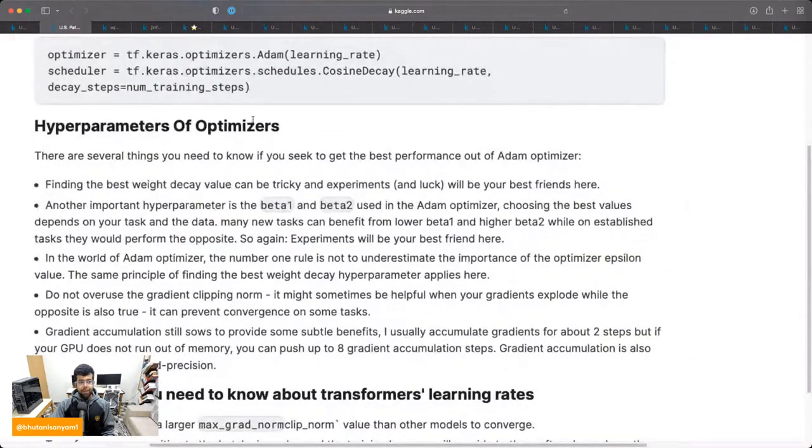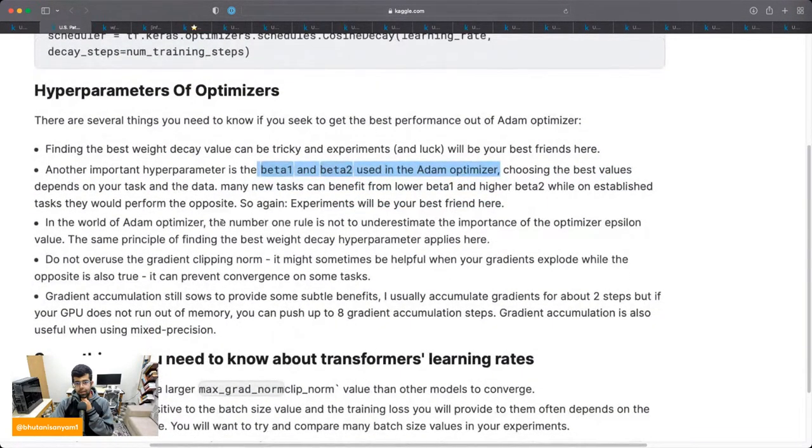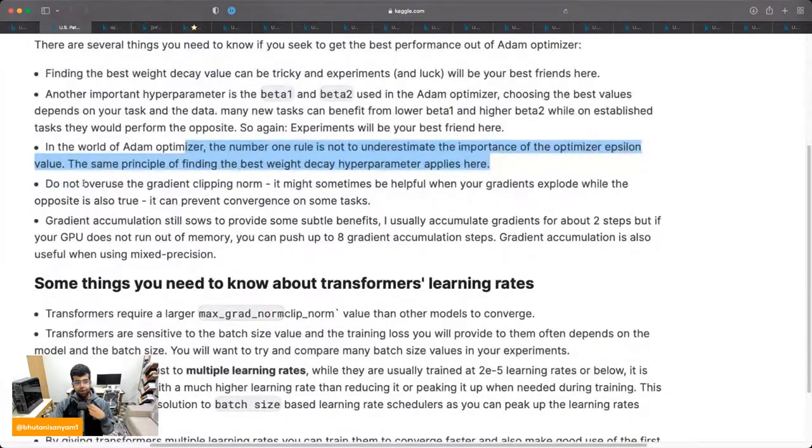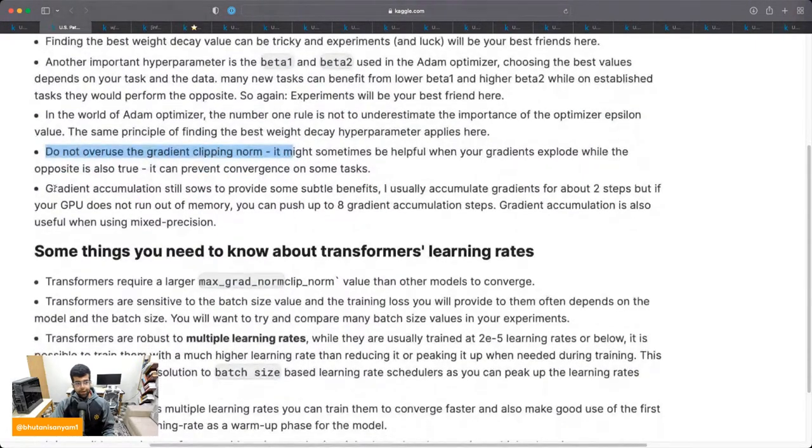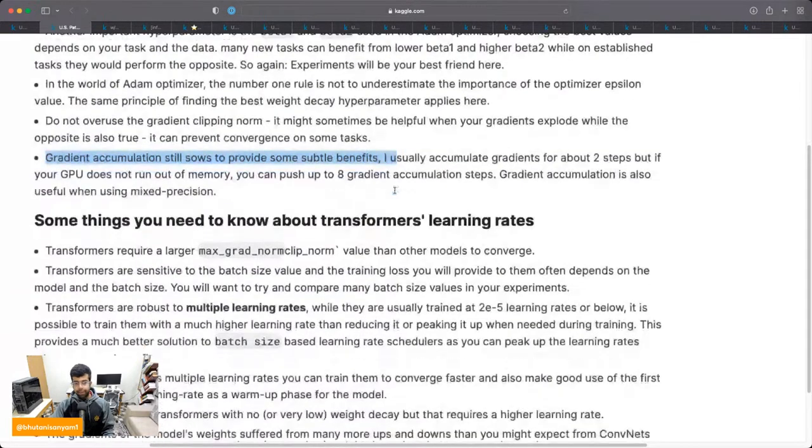He also talks about hyperparameters of optimizers. He says finding weight decay can be tricky and you need to get lucky there. Other hyperparameters that are of importance are beta 1 and beta 2 for the Adam optimizer. For the Adam optimizer, the number one rule is to not underestimate the importance of the epsilon value and not overuse gradient clipping norm. Gradient accumulation sometimes gives subtle benefits and it's worth experimenting.